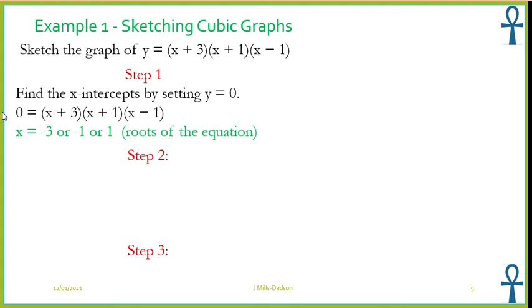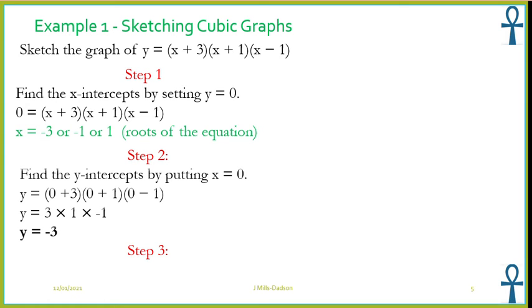You do that by setting y equal to 0. So if y equals 0, it means x plus 3 equals 0, or x plus 1 equals 0, or x minus 1 equals 0, and so on. You work out the values. So x plus 3 equals 0 will give us x equals -3. This bracket will give us x equals -1. This bracket will give us 1. These are the roots of the equation, or in simple terms, the points on the x-axis that you need to mark. So we know our roots for the equation.